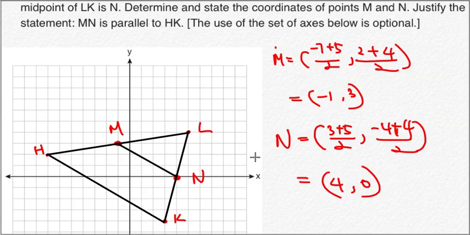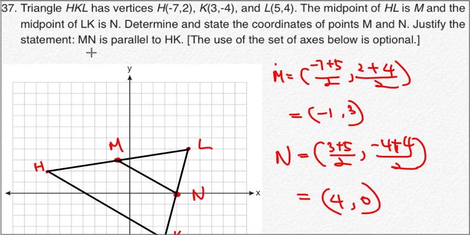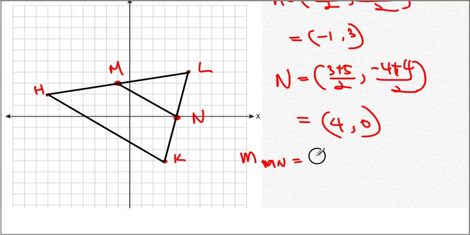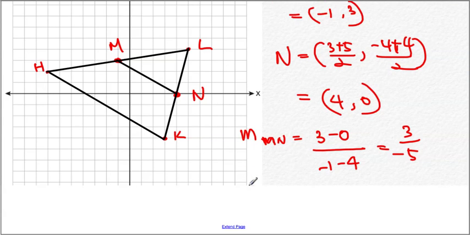so what they want to show is that MN is parallel to HK. To show that those two lines are parallel, we need to find the slope. So slope of MN is this. 3 minus 0 over negative 1 minus 4, which is equal to 3 over negative 5. That's our slope. How about the slope of HK?